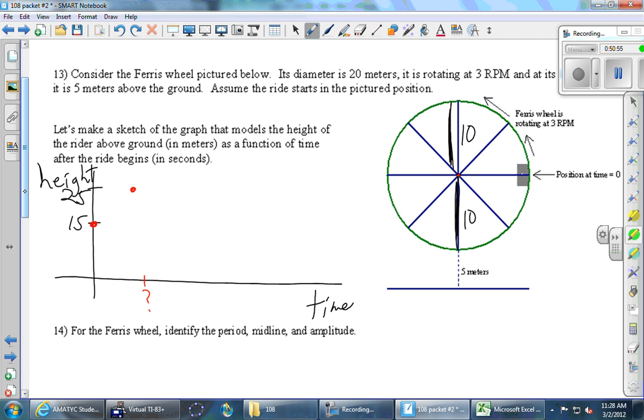Then let's put the rider over here on the far left. How high will the rider be at that moment? It'll be the same 15. It's back at the same height. It's in a different position, but it's the same height. All we want to know is the height. So it's back at 15. I don't know how long that takes. And how about at the bottom? It's only 5. So the lowest we will ever be is 5.